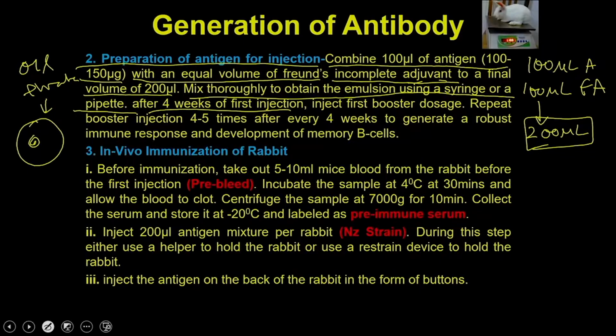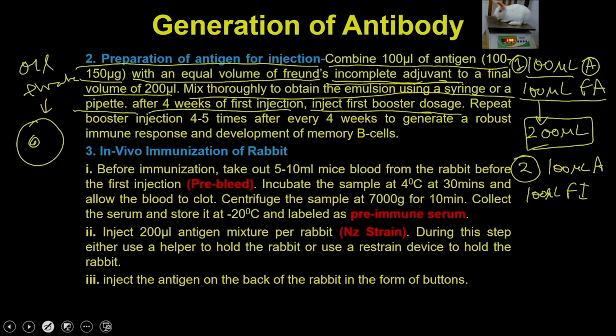After 4 weeks of your first injection, which means the primary injection, you inject the first booster dose. In the booster dose, you are going to again prepare the antigen in the same way, except that this time you are going to use the incomplete adjuvant instead of the complete adjuvant. So, in the first round you use 100 microliter of your antigen and 100 microliter of Freund's complete adjuvant, whereas for the booster injections, you use 100 microliter of antigen and 100 microliter of Freund's incomplete adjuvant.